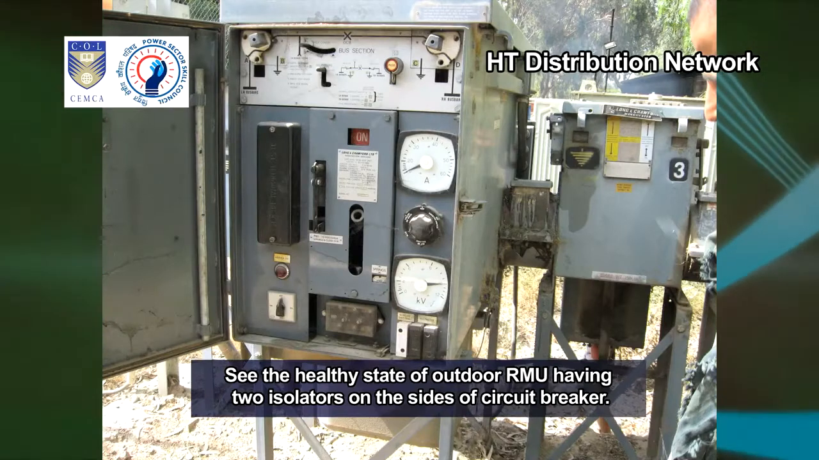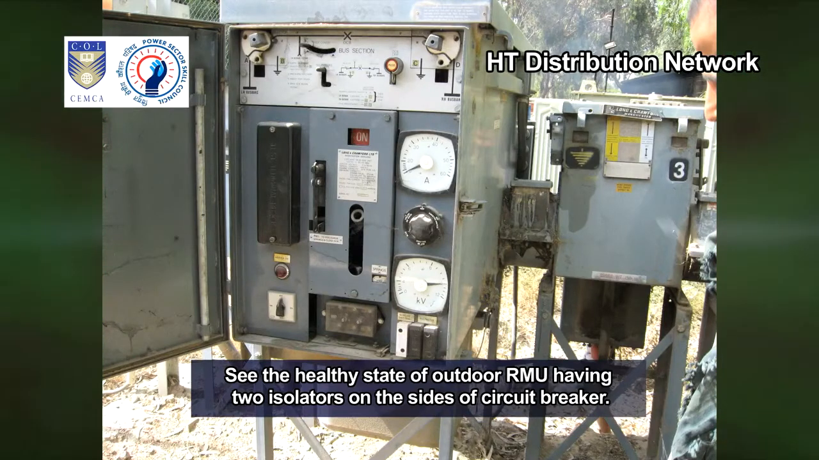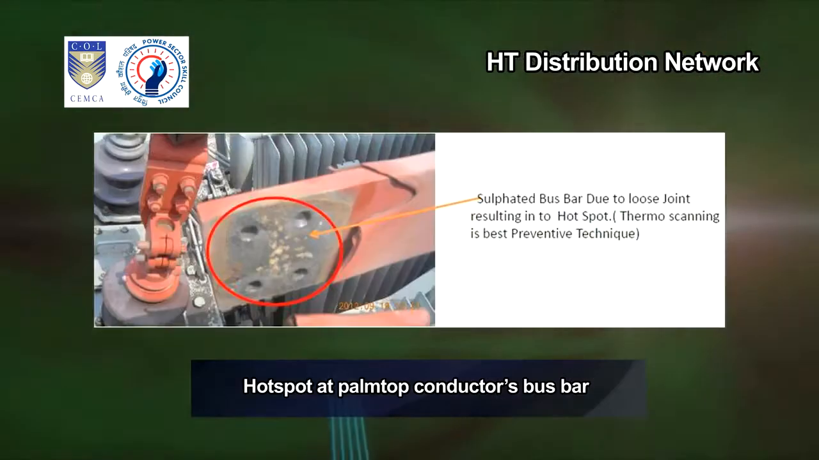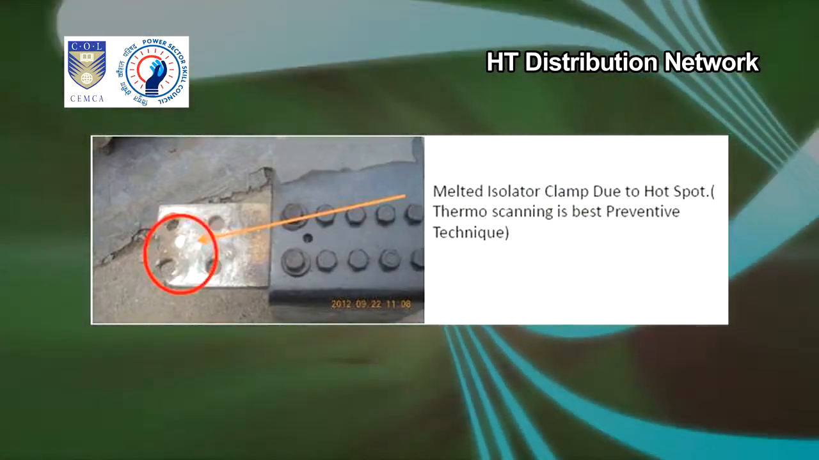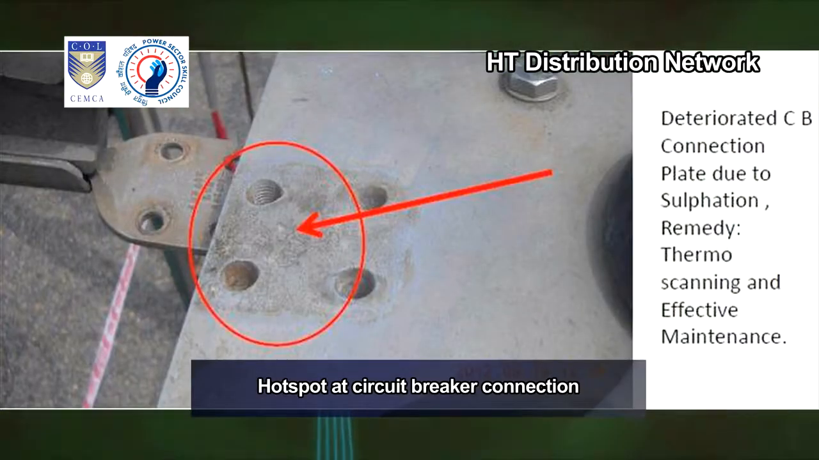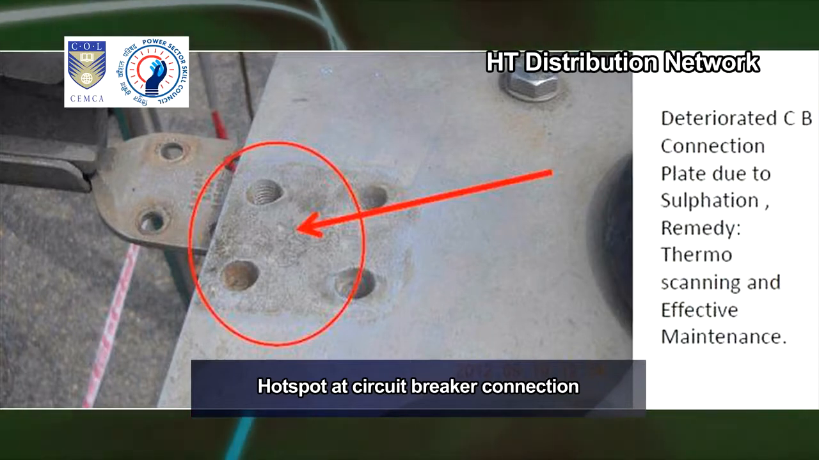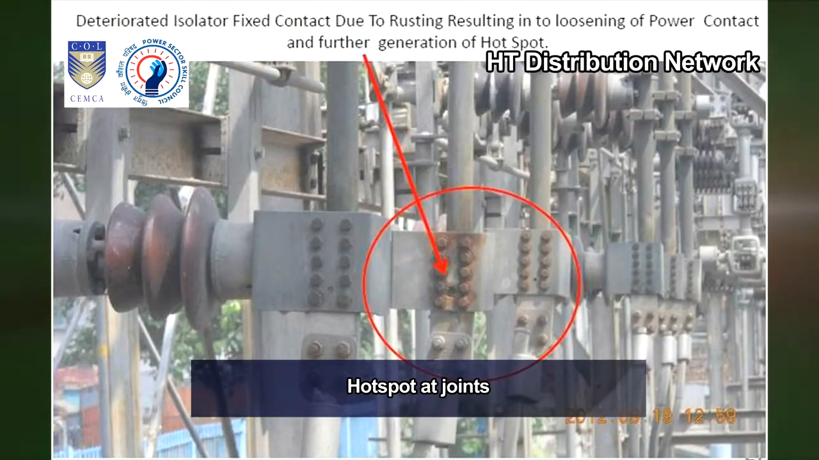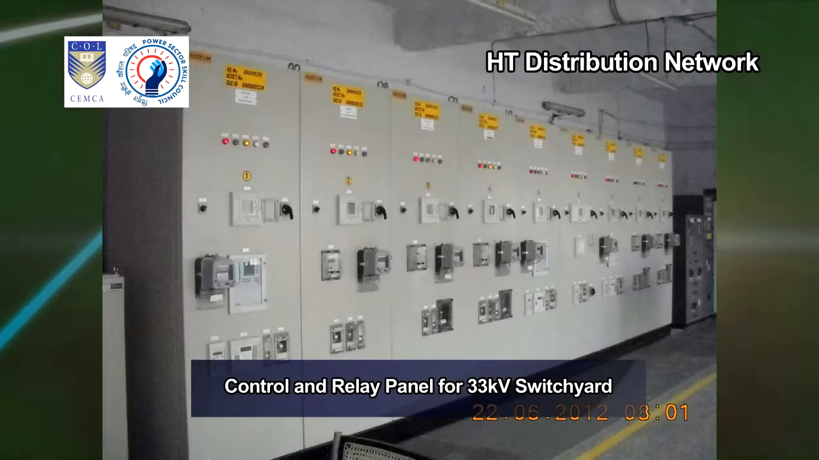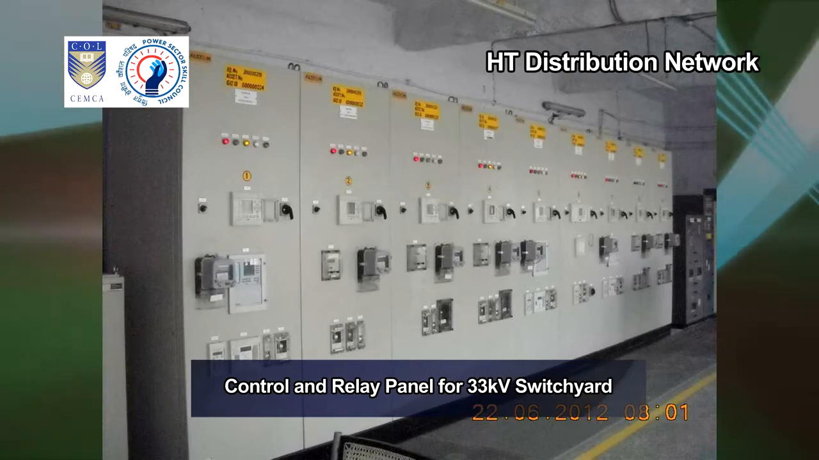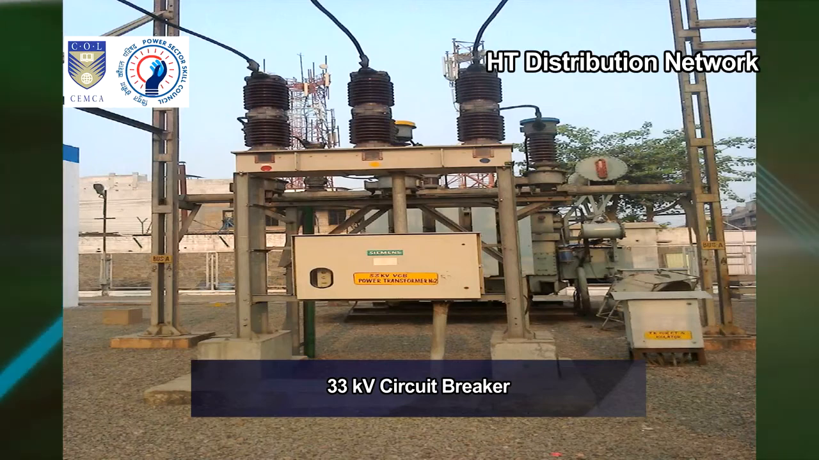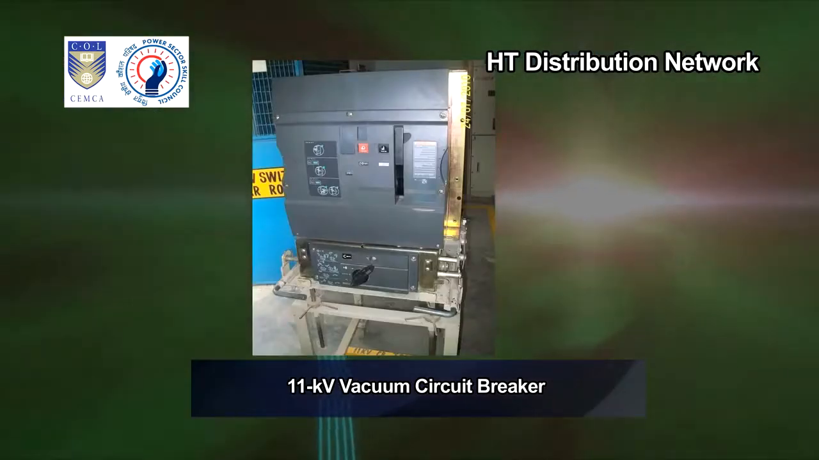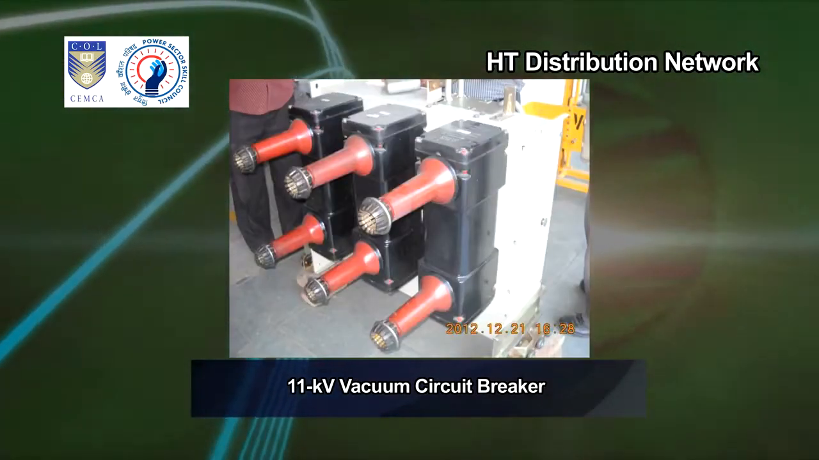See the healthy state of outdoor RMU having two isolators on the sides of circuit breaker. Hotspot at palm top conductor's bus bar. Hotspot at circuit breaker connection. Hotspot at joints. Control and relay panel for 35 kV switch yard. 11 kV switchgear panel. 33 kV circuit breaker. 11 kV vacuum circuit breaker.